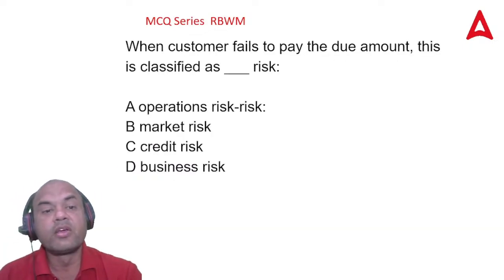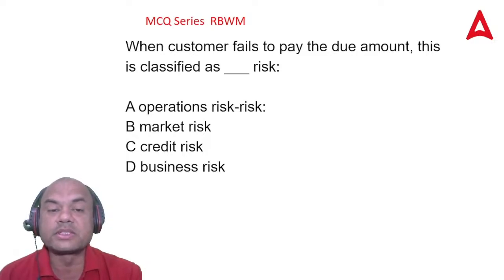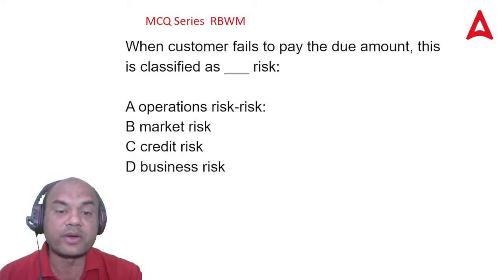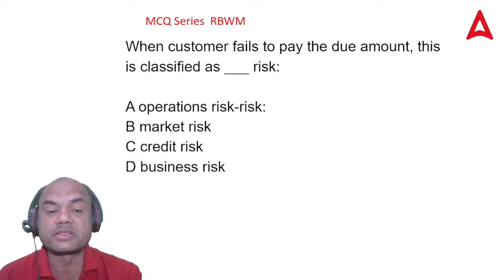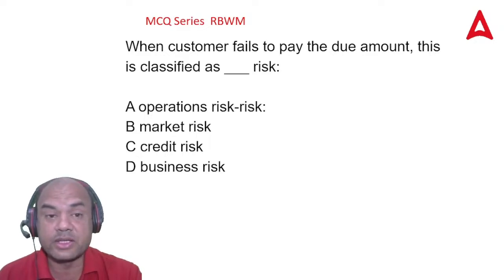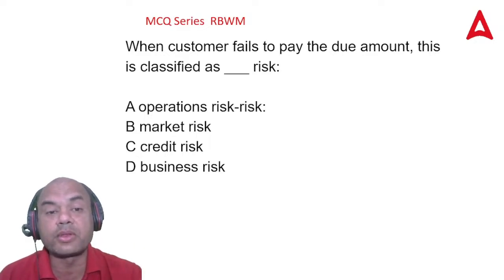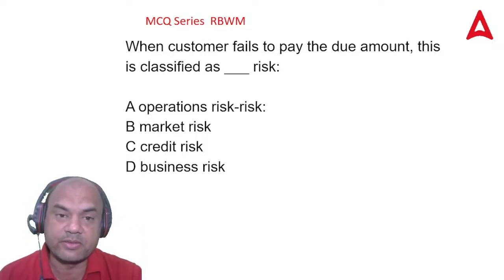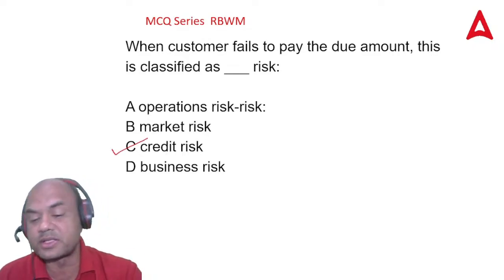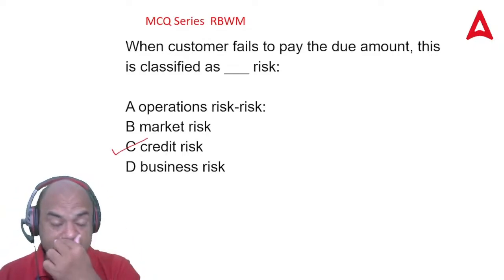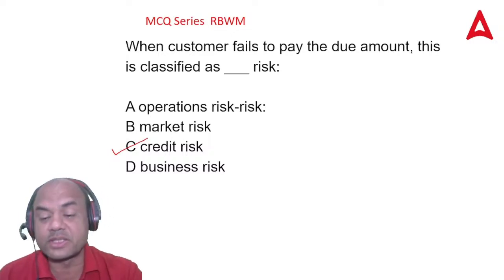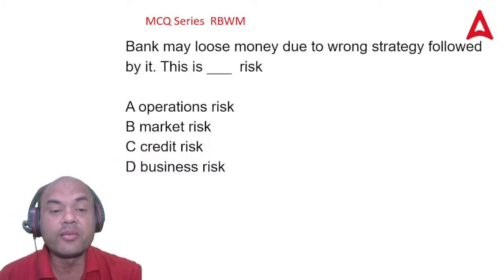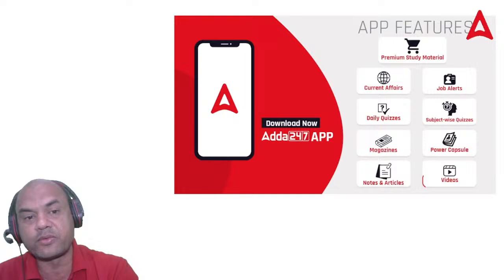Okay. When a customer fails to pay the due amount, this is classified as dash risk. Now we are going towards the difficult ones. So it is classified as operation, market, credit and business risk. It is a difficult one. What did I say? We are doing the common questions, but from level 0 or simple ones, we are going towards the difficult ones. Okay, so it is credit. These questions are asked in the exam. Remember, I have seen these questions in many of the exams. Bank may lose money due to wrong strategy by it. This is known as, now this is a very difficult one.